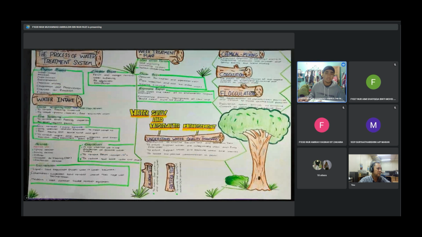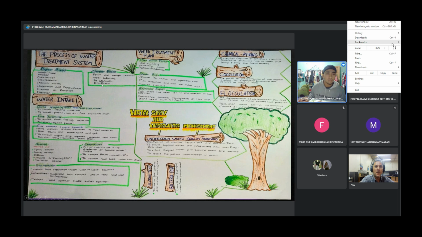Now I want to present my mind map about water supply and wastewater management. The first one is the process of water treatment system, which is the physical process: water intake, aeration, coagulation, sedimentation, chemical mixing, coagulation and filtration, air flotation, filtration. Second, chemical process: filtration and ammonia removal, water softening, pH adjustment, disinfection.